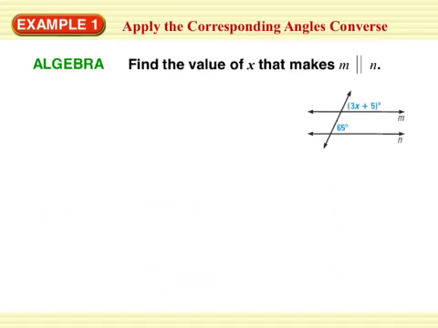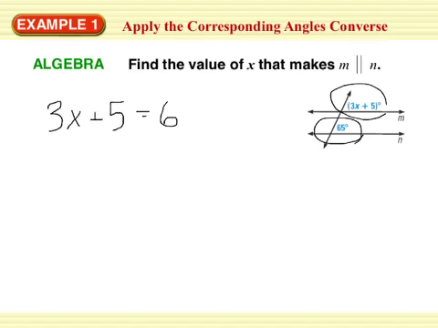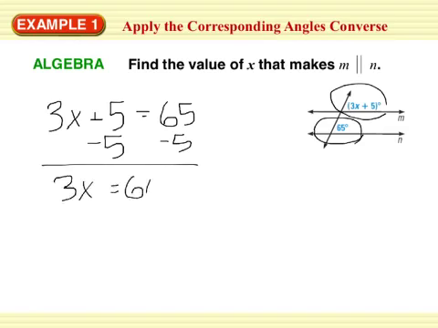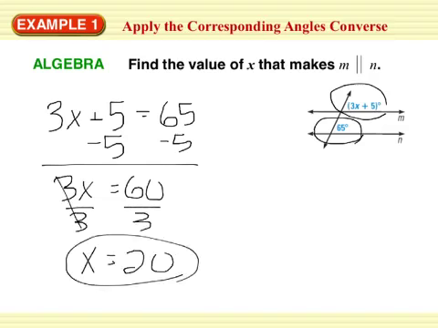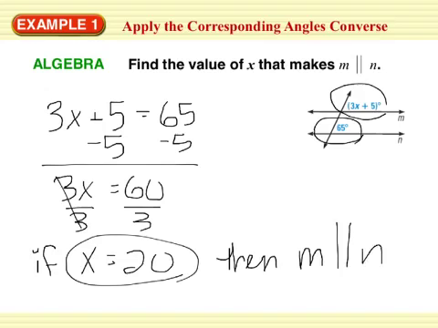Let's do an example. Find the value of X that makes M parallel to N. If this angle and this angle are equal because they are corresponding, then those lines are parallel. So let's make sure they are equal by setting them equal to each other. X equals 20. So if X equals 20, then M is parallel to N.